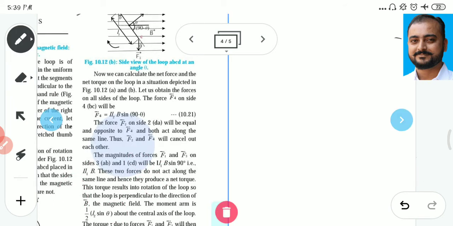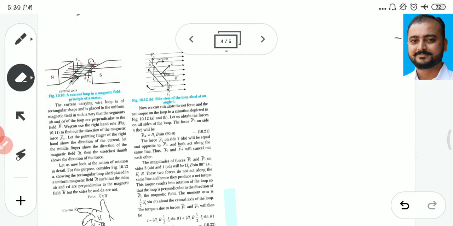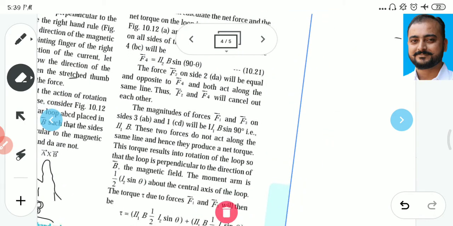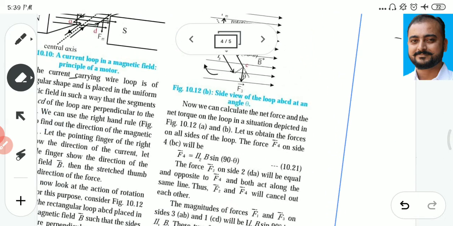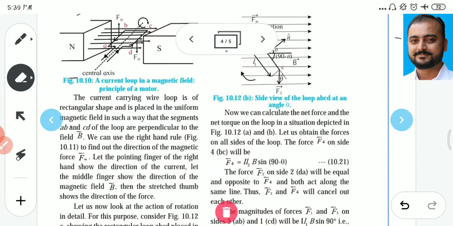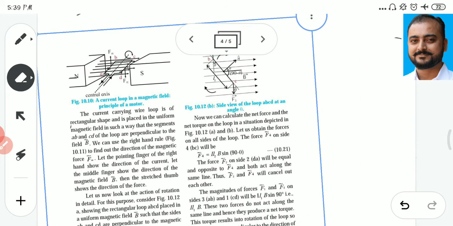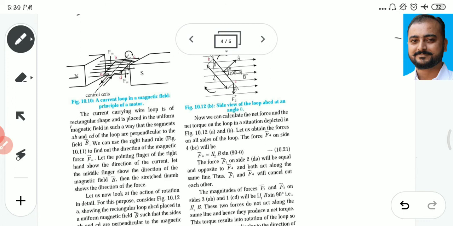We talked about this loop side, this one and this one. Now we have to talk about side AB and side DC. So while talking about them, I am going to explain now what you have to consider in this figure. In this figure you have to consider that there are forces acting on the loop.